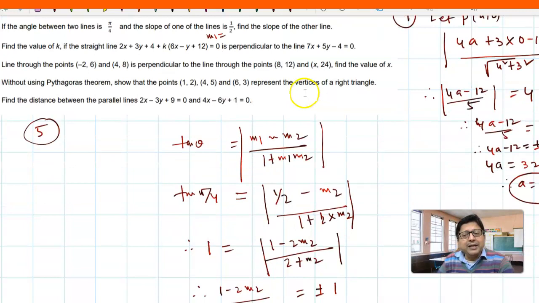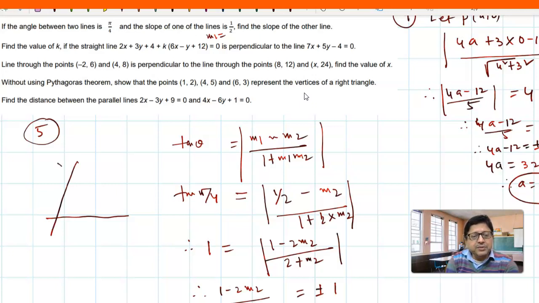Because for a given line there are two different positions of the other line for which the angle is pi by 4. The line may be this way, or it may be this way. That's why there are two different slopes, one of them positive and one negative. And here we got the angle between them as 90 degrees because of the product of slopes of these two lines.